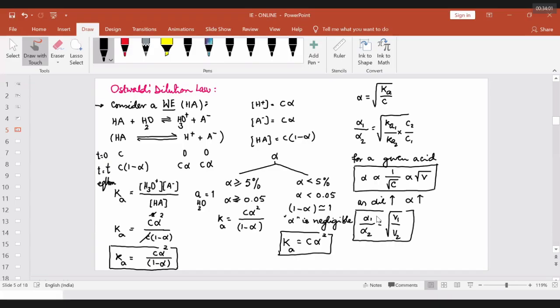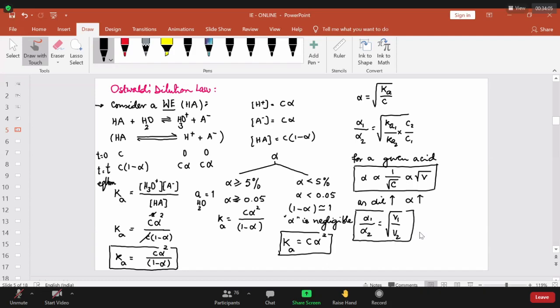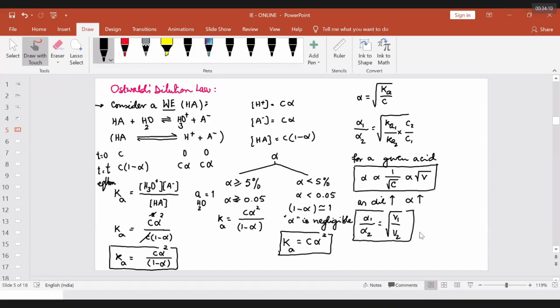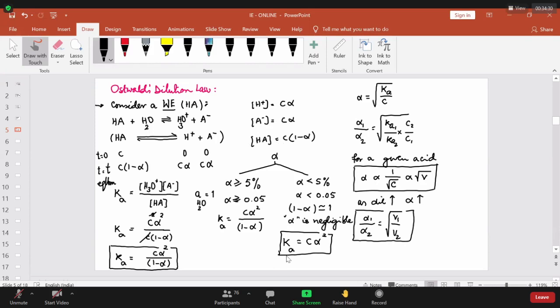Now, once you understand degree of dissociation, keep the target in your mind. Our target is to have a quantitative discussion of weak electrolytes, maybe acid, maybe base. The same thing you can repeat in the case of basic substances also. OH minus ion is equal to C alpha, B plus, there will be cation C alpha, and BOH is C into 1 minus alpha, if you're following the Arrhenius theory. You can do the same thing, and here the constant becomes Kb. Kb is equal to C alpha square and all those things.